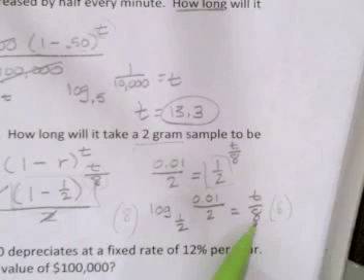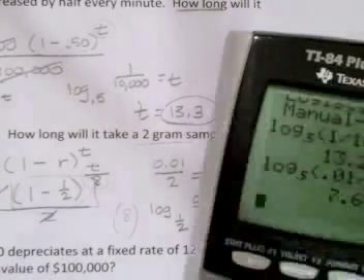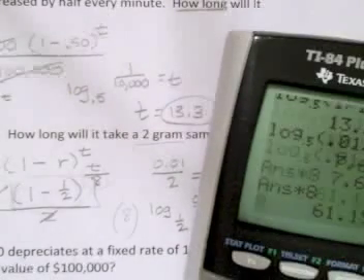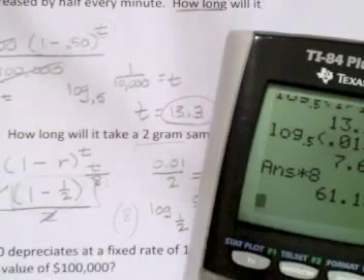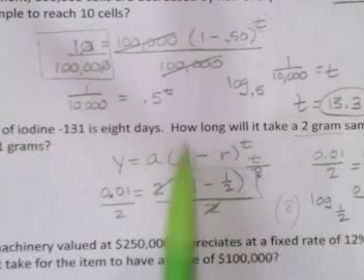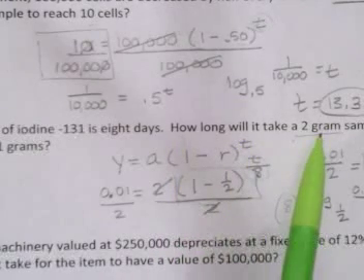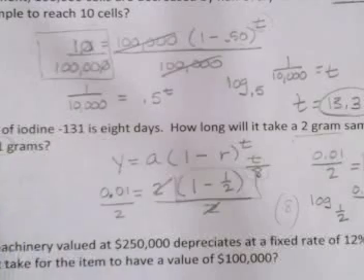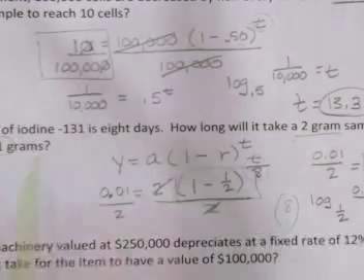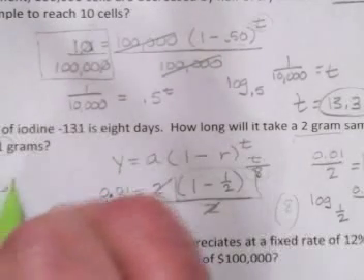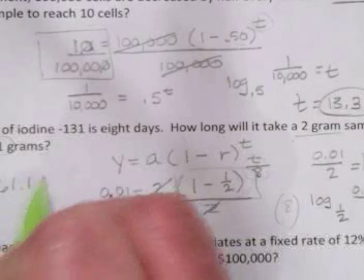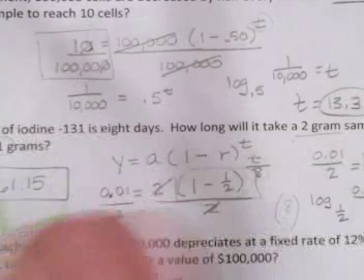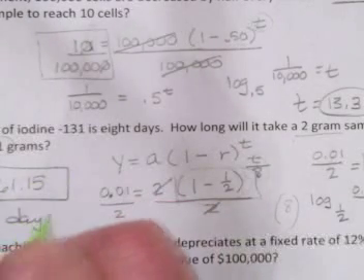Why do I need to do that? Well, I've got this 8 right here I need to get rid of. So I multiply both sides by 8 and I get 61.15. So again, what does that mean? How long will it take a 2-gram sample of iodine-131 to be reduced to 1/100th of a gram? And the answer is approximately 61.15 days.